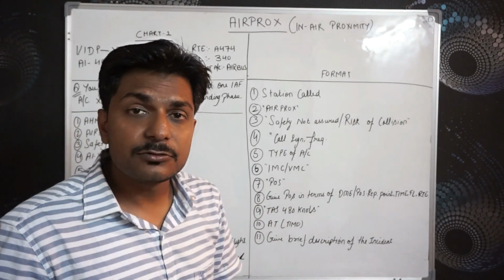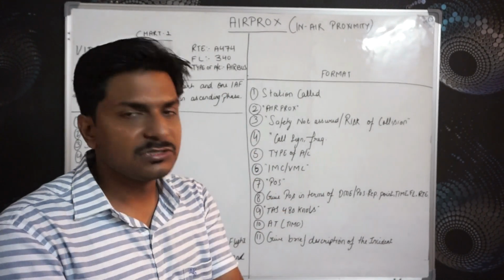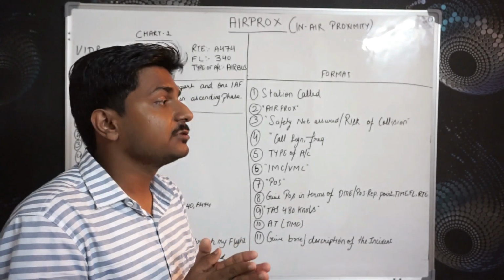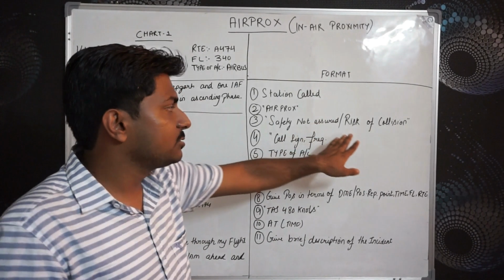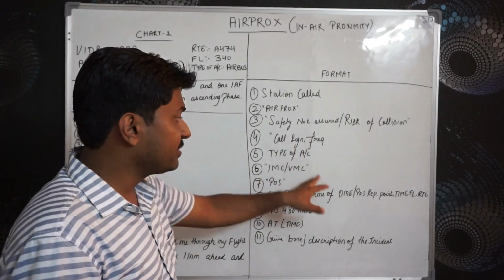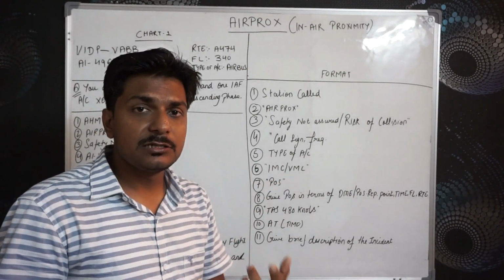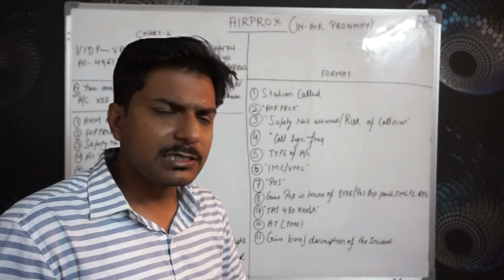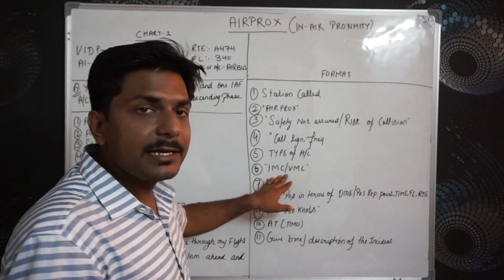If it is not given in the question, if any kind of distance is not given, in such a case you can use either of these two terms: safety not assured and risk of collision. Then call sign and frequency. Type of aircraft, which type of aircraft we are flying. IMC, VMC. IMC is instrument meteorological condition and VMC is visual meteorological condition. This we have to decide as per our flight rules.